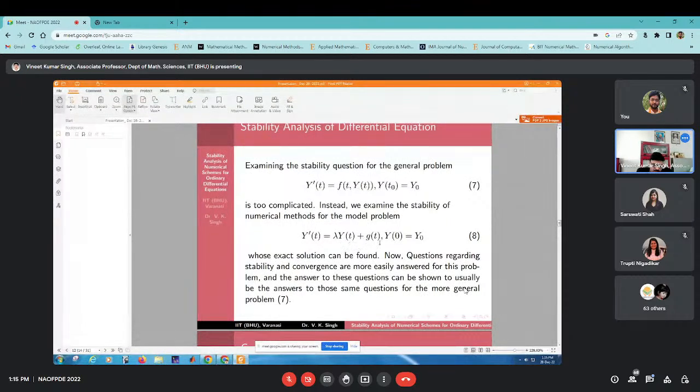For equation number 8, we are going to take the assumption that this problem has a unique solution, the existence and uniqueness condition holds, and that this problem has an exact solution. Then the question is, how do we analyze the stability of this proposed model 8? How do we analyze whether this proposed model 8 is stable?